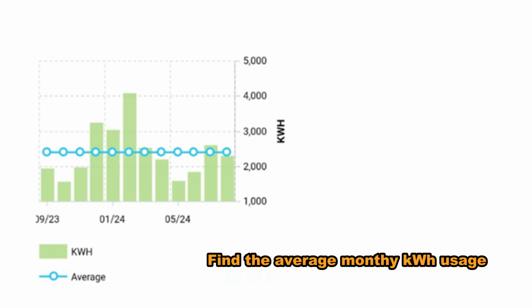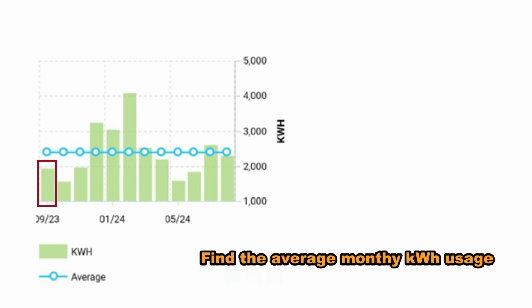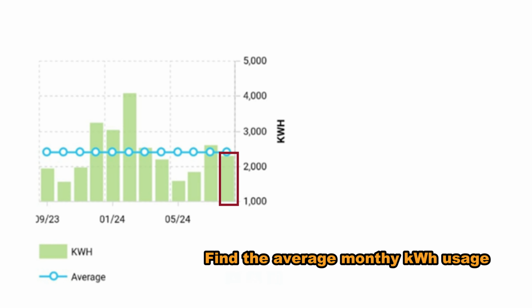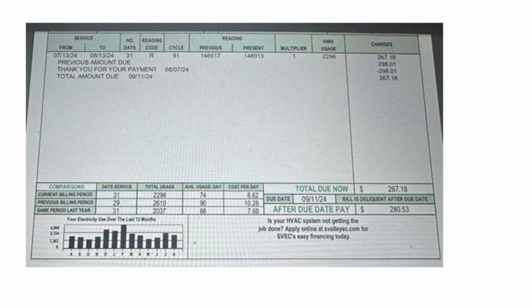Here you see we have an average bill. It goes from September 2023 till August of 2024. So we have to figure out the average usage of their electrical bill. Here you see the actual bill that they receive. In the lower left hand corner you can see the electrical usage over the last 13 months, from August of 2023 to August of 2024. You can see some breakdown of the days of service. They're billed for roughly 29 to 31 days per bill period.